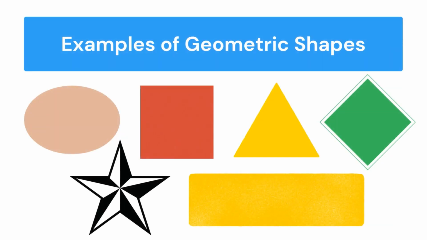Let's have the examples for geometric shapes. As you can see, the shapes are definite. These shapes are measured and they cannot be changed when it comes to their forms. Just like the oval, the square, the triangle, the diamond, the star, and the rectangle. Aside from these present here, there are also other shapes that are considered geometric.